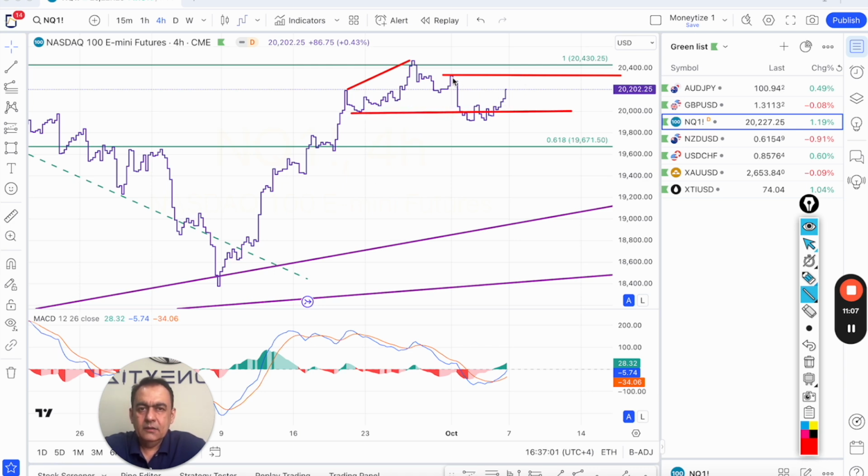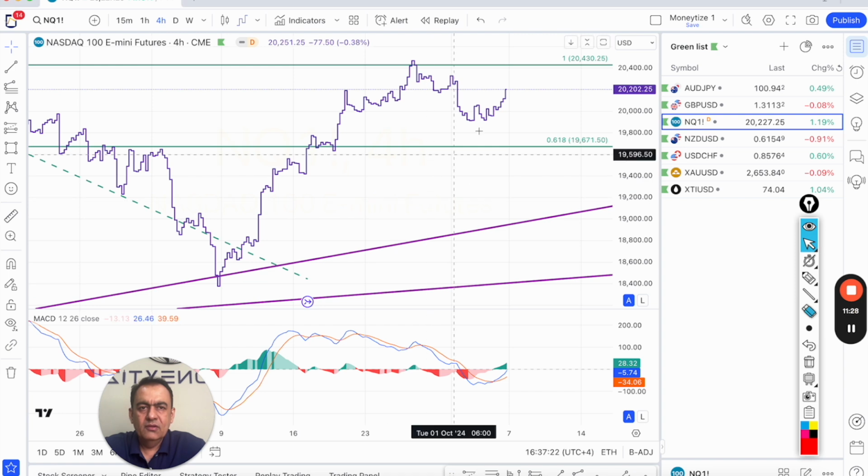We might get back to the resistance area. The falling trend line is broken, so we might get back to the resistance area, and it may get pushed towards 19,621. If it does, then take it as an opportunity to buy because higher time frames are still bullish.